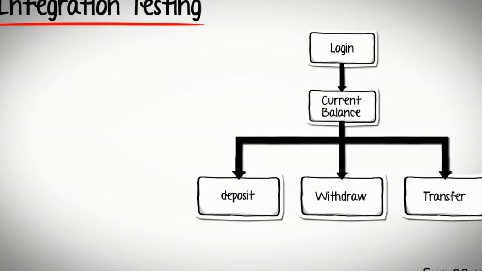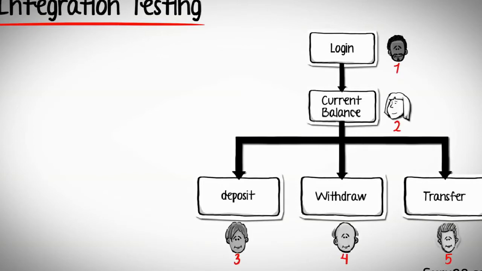The modules in this project are assigned to 5 different developers to reduce coding time. Coder 2 is ready with the current balance module. Coder 5 is not ready with the transfer module required to test your integration scenario. What do you do in such a situation?